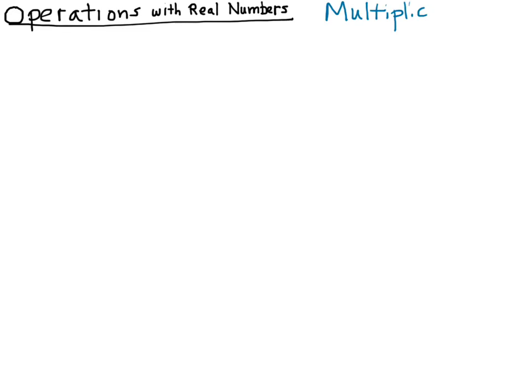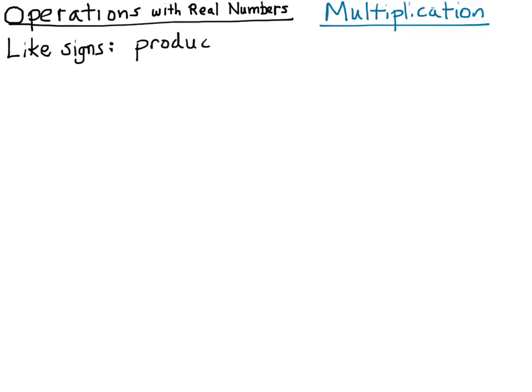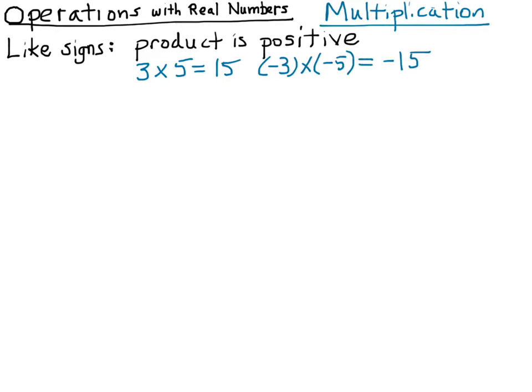Okay, operations with real numbers. Multiplication is next. And so multiplication, if they have like signs, you always get a positive. So 3 times 5 is 15. Negative 3 times negative 5 is, ooh, look at that. It should be positive 15. Let me correct that. How's that? Does that look like a positive? Not really. There.